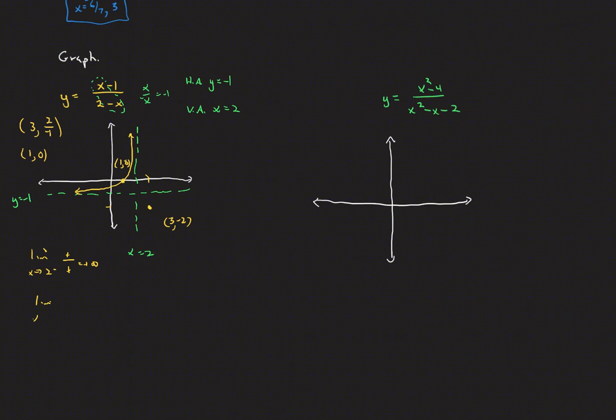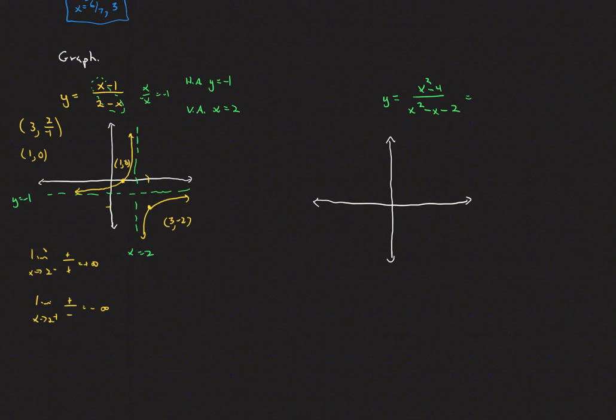We'll take the limit as x approaches 2 from the right. So I'm going to plug in like a 2.1. It will be positive in the numerator and negative in the denominator, meaning we're going to go to negative infinity, and there's our graph.